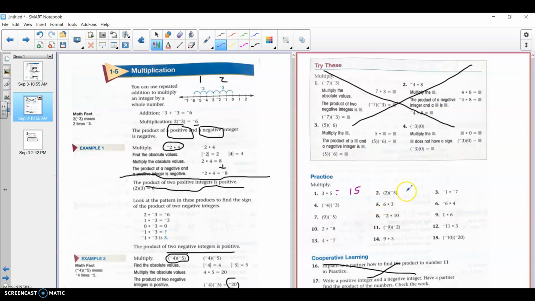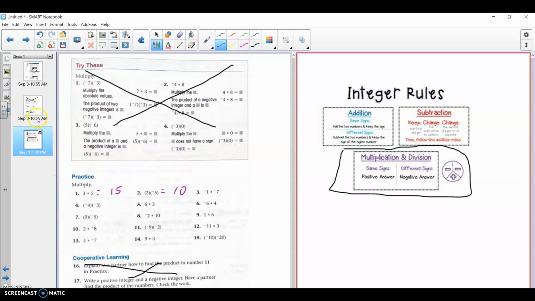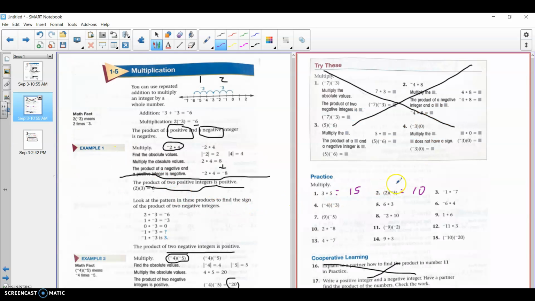Number 2, I'm going to do the math first. 2 times 5 is 10. But I have one positive and one negative. This is different signs, which means it is going to be a negative 10.